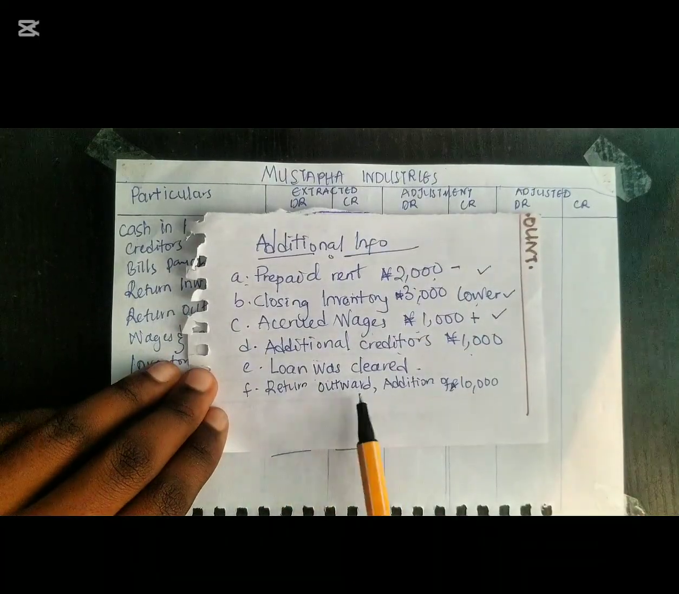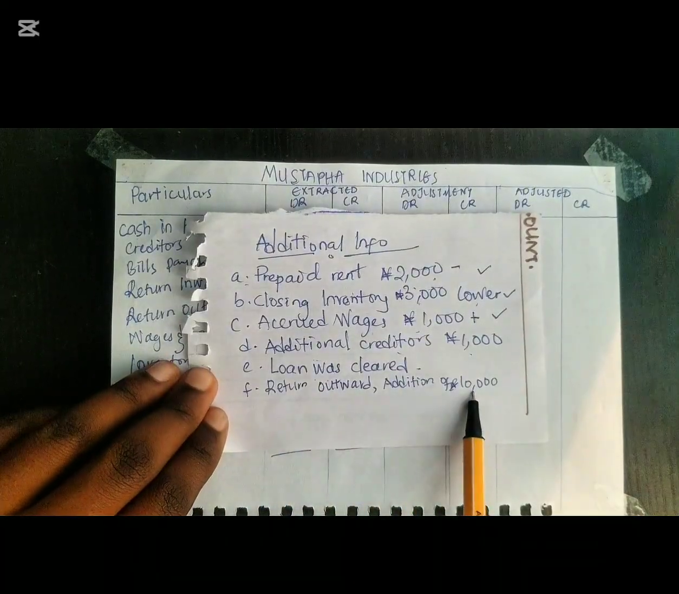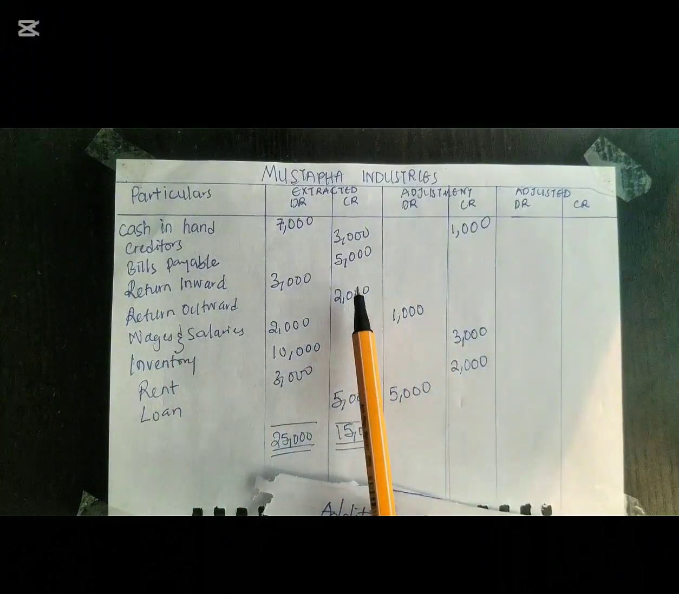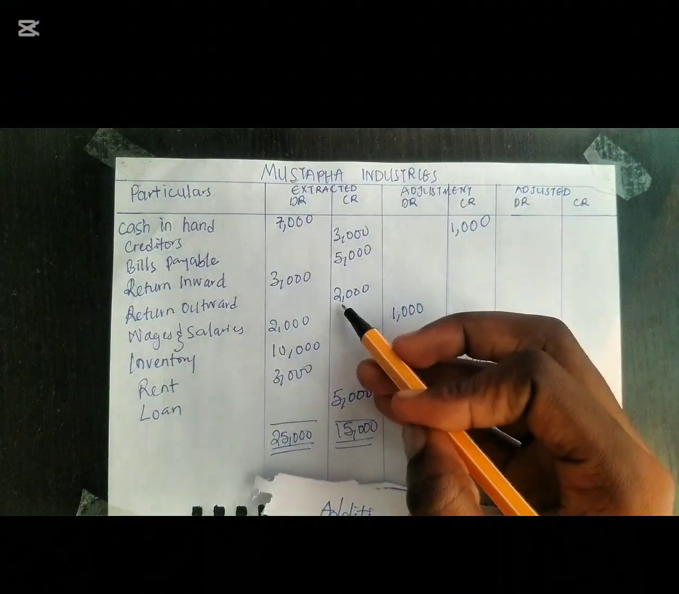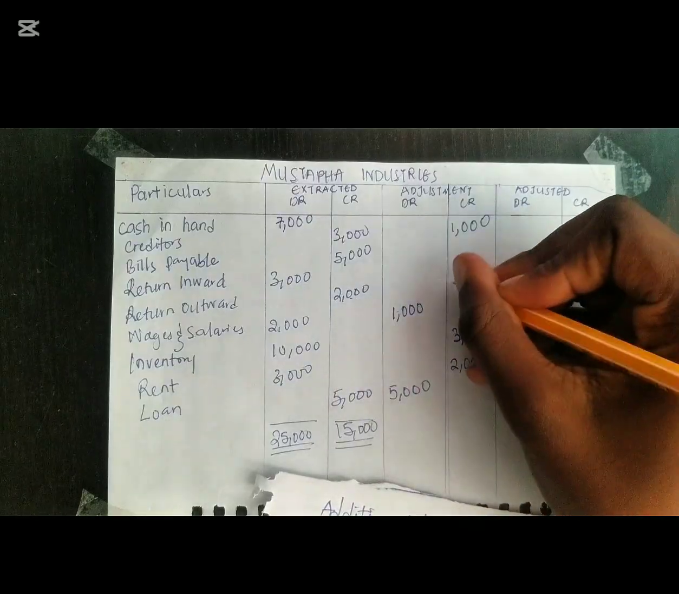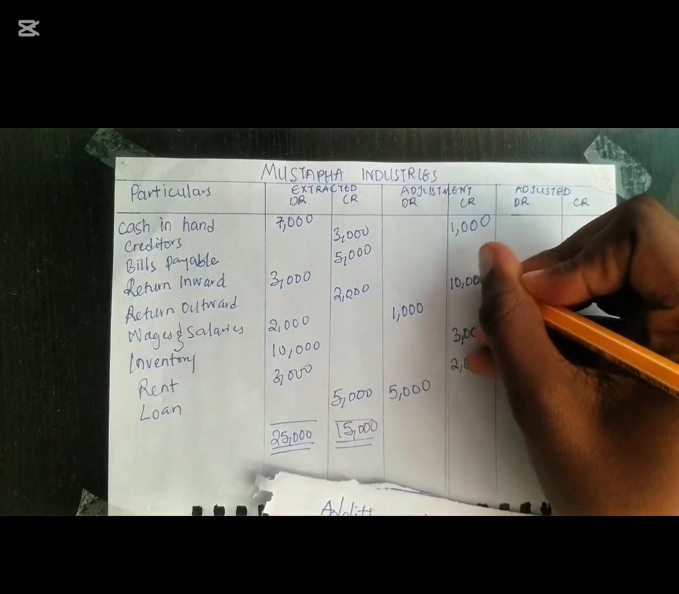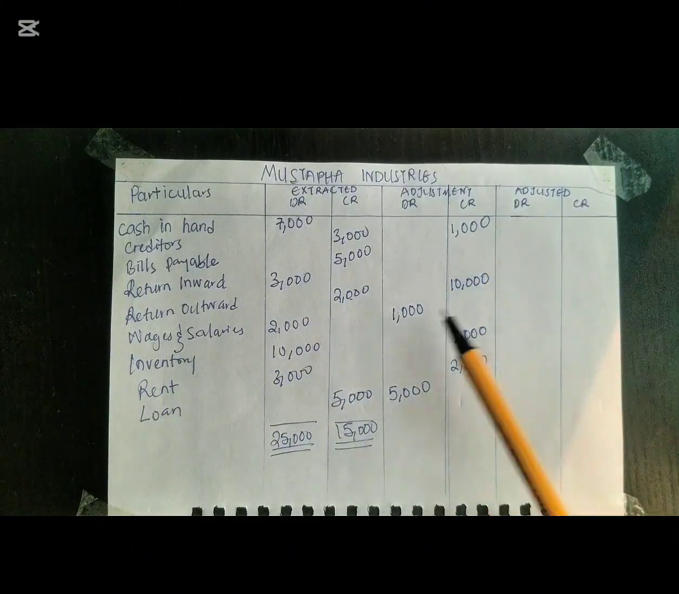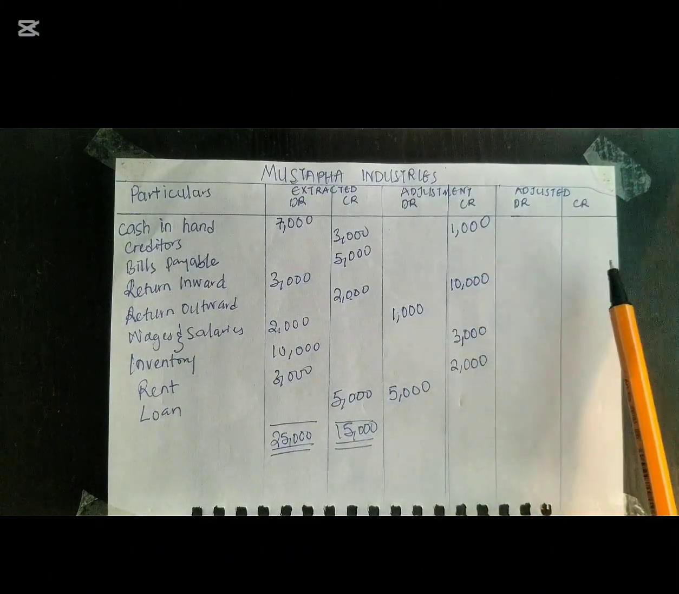So, return outward addition of 10,000 naira. Our return outward is 2,000 naira. They're telling us that there is an addition of what, 10,000 naira. So by the time we put this on the credit side, that means there is an addition, okay? So we'll put our 10,000 naira here. So now we have done all our adjustments. So now it's for us to prepare what, the adjusted trial balance.